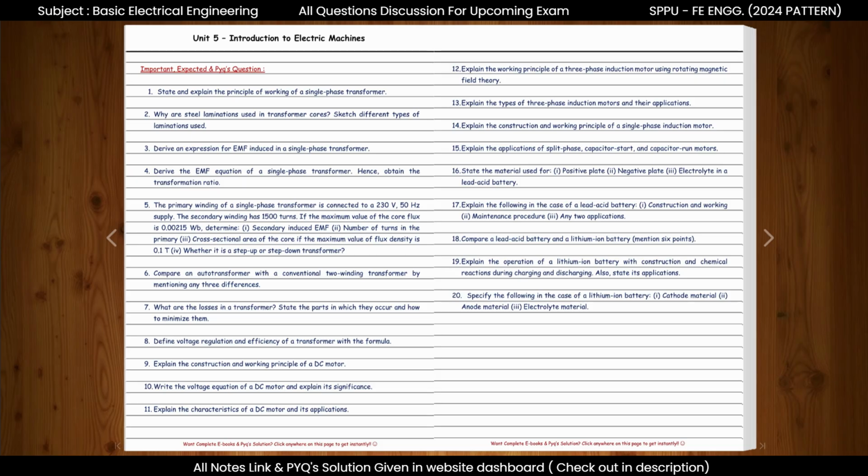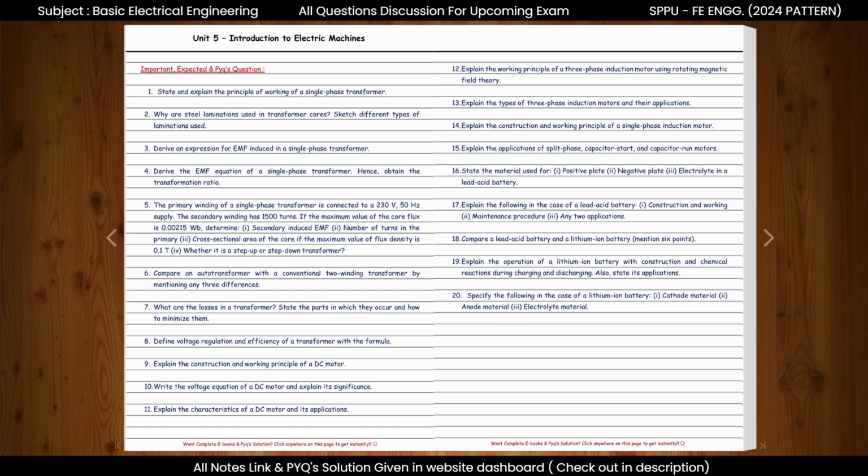Alright, let's move on to our next important topic. The primary winding of a single-phase transformer is connected to a 230-volt, 50 Hz supply. The secondary winding has 1500 turns. If the maximum value of the core flux is 0.00215 Weber, determine the secondary induced EMF, number of turns in the primary, cross-sectional area of the core if the maximum value of flux density is 0.1 Tesla, and also decide whether it is a step-up or step-down transformer.